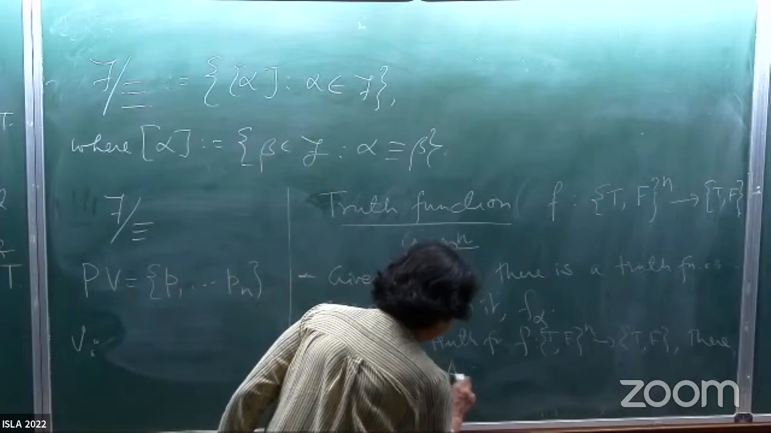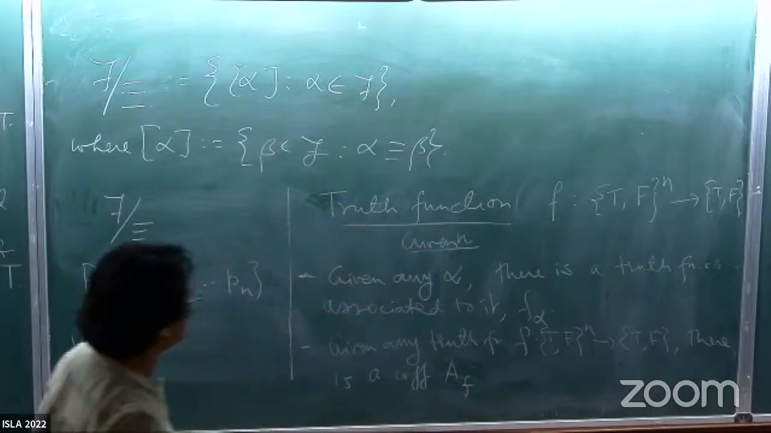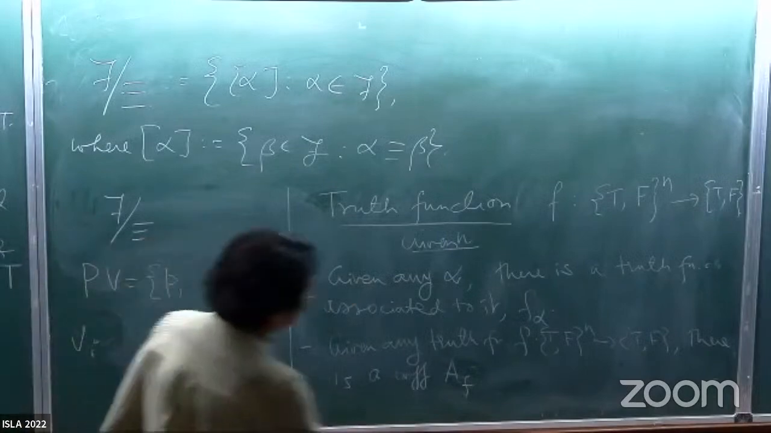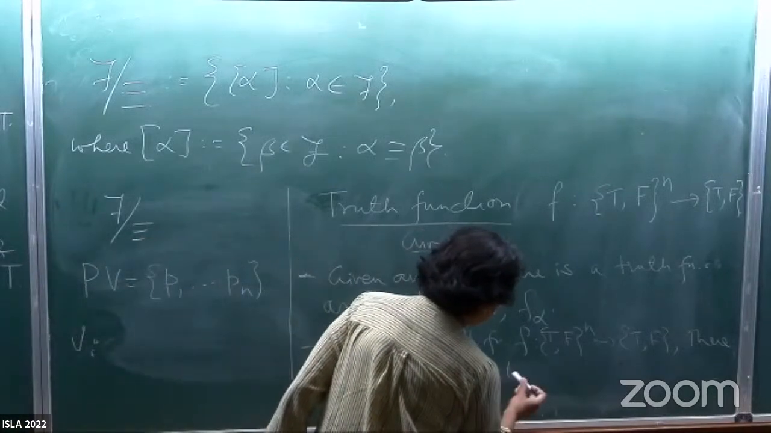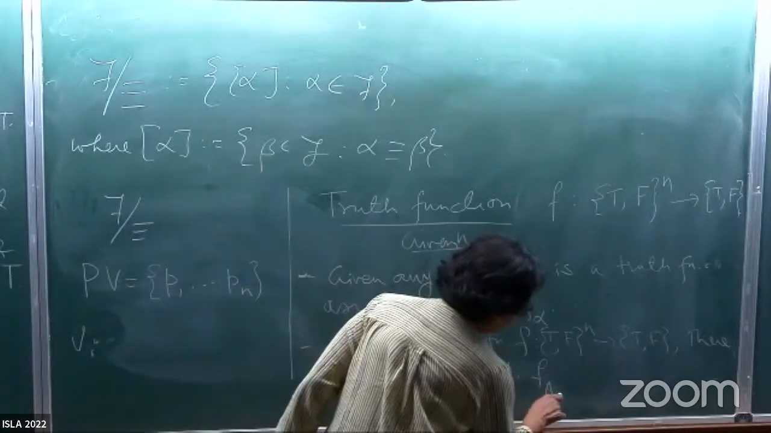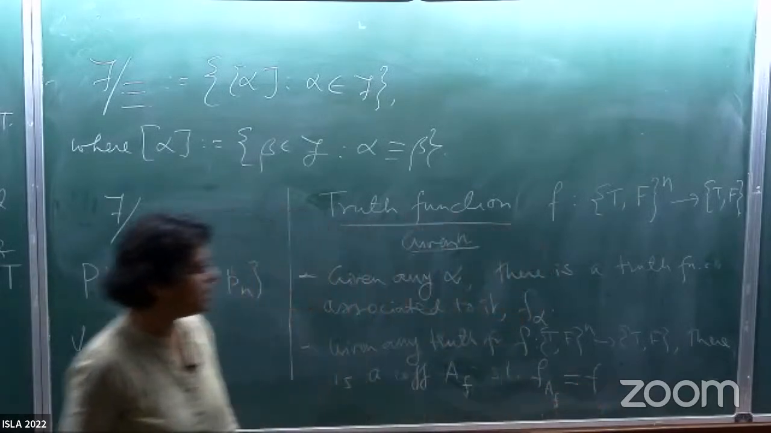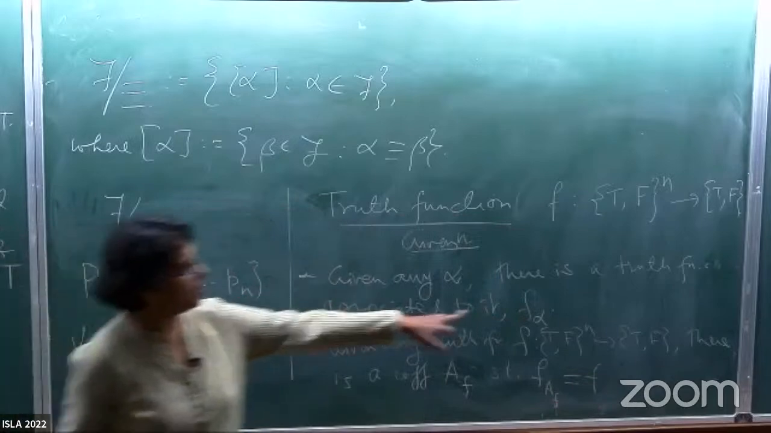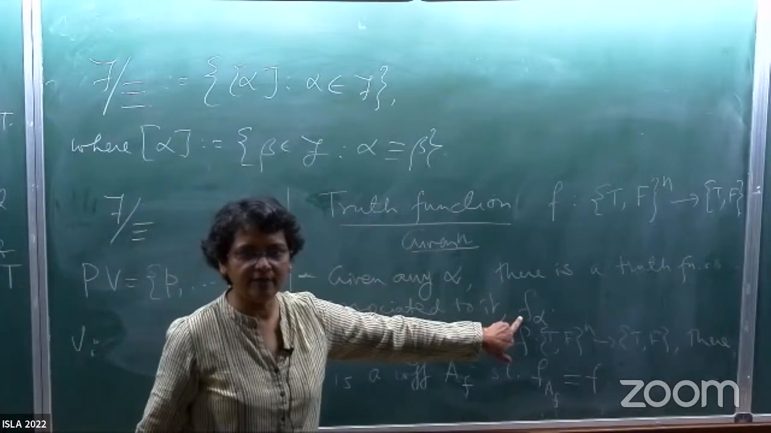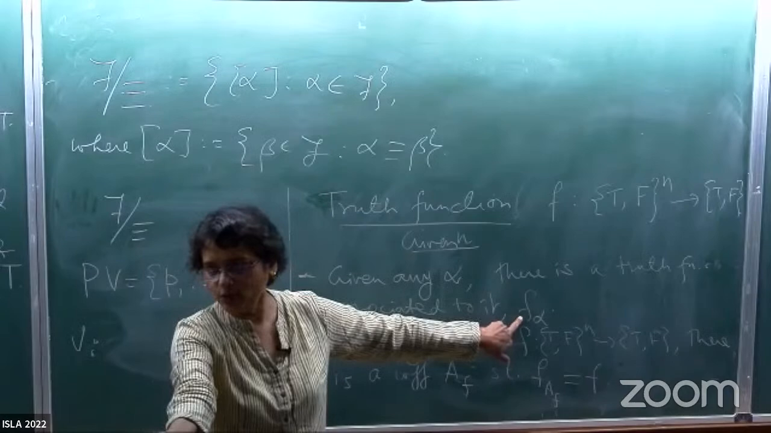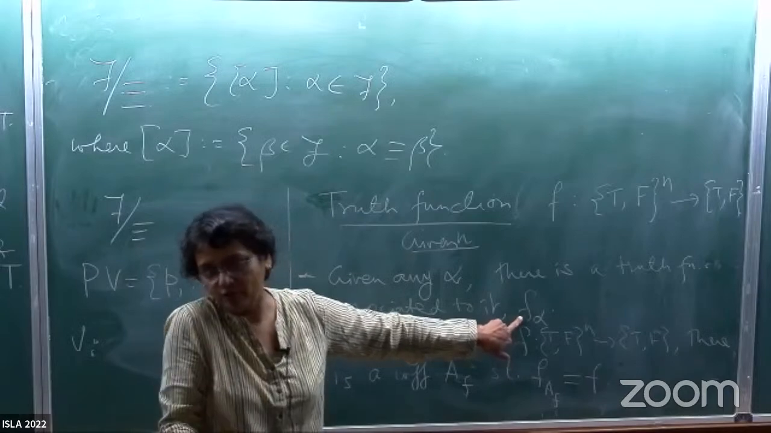Okay, so let's denote it as AF, so AF such that F of AF. Don't get confused with the notations. So what is F of AF? This I've already introduced, right? Given any formula, the corresponding truth function I'm denoting as f of that formula.